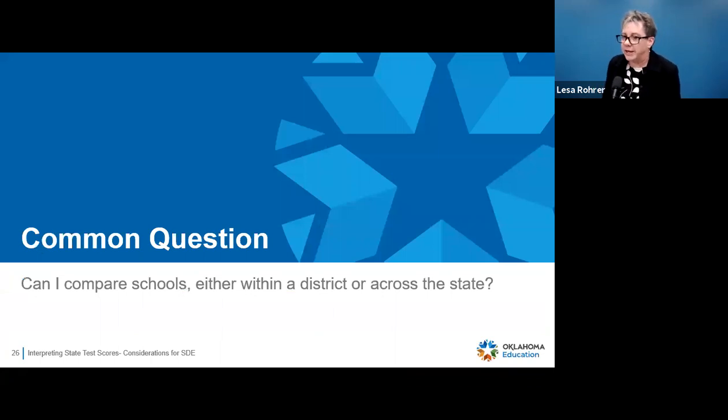A common question that we get, can I compare schools either within a district or across the state? I want you to just put your thoughts in the chat box. Can I compare schools either within a district or across the state? I see a no with an exclamation point. So it's a strong no. I see a maybe. And I didn't see a yes.